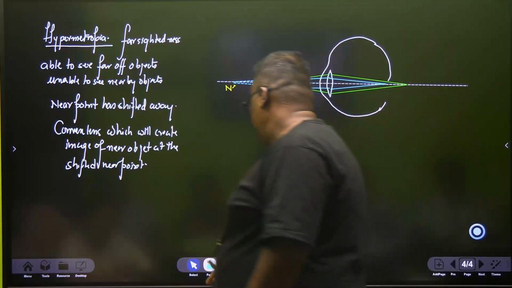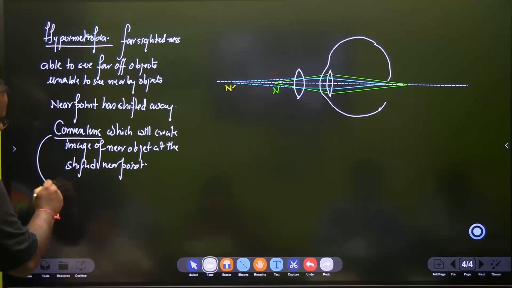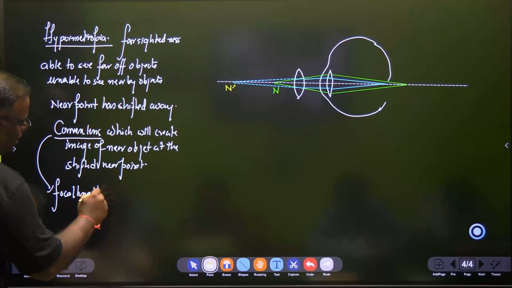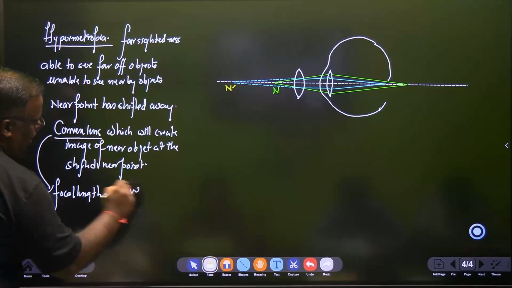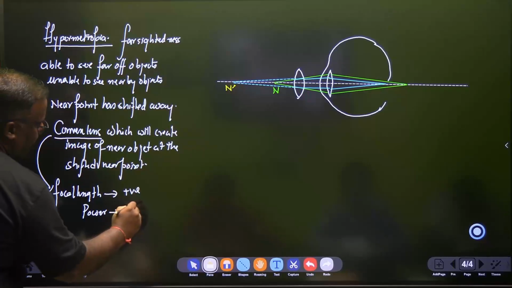Hypermetropia. So what type of lens did you use? You used the convex lens. For a convex lens, you always have a real focus. So the focal length is positive, so the power will always be positive.